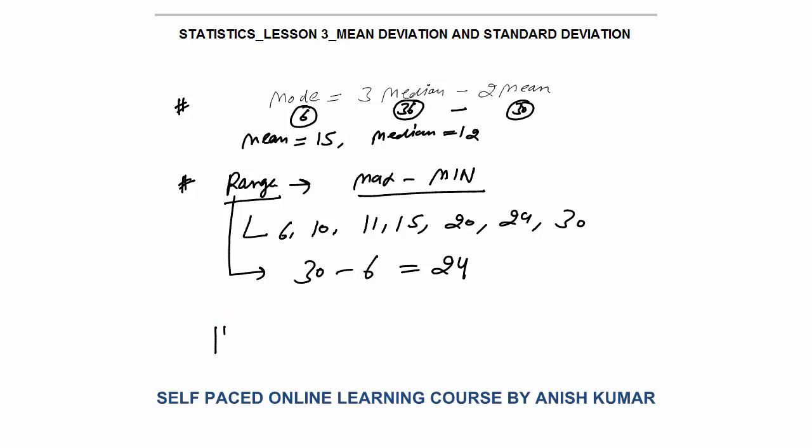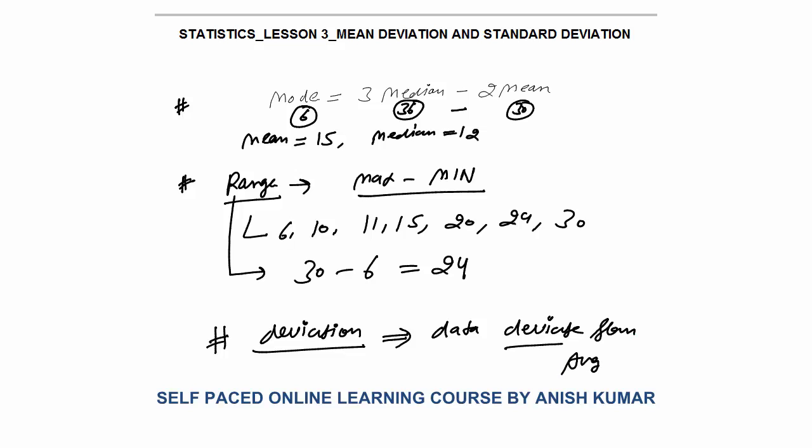Now what is the meaning of deviation? Mean deviation and standard deviation are the terms used to measure how much data deviates, or the distance of data from the average value. How much the data varies from the average is used to measure the deviation. There are two parameters to measure the deviation that are important from our aptitude exam point of view: mean deviation and standard deviation.